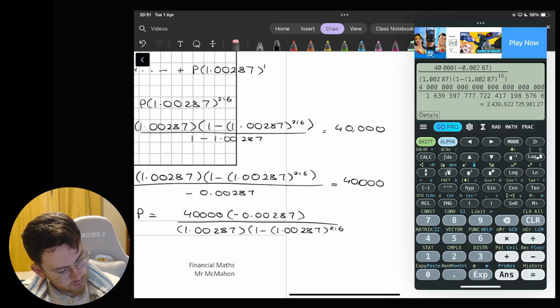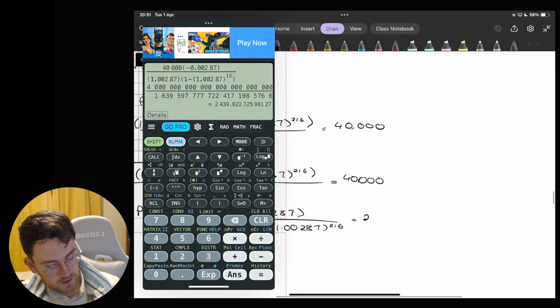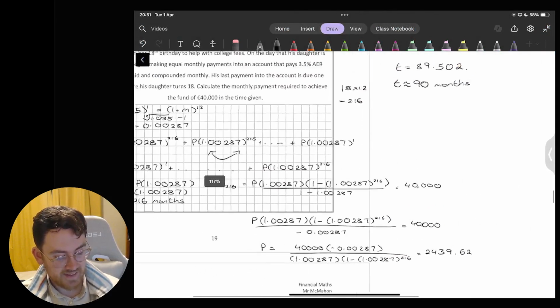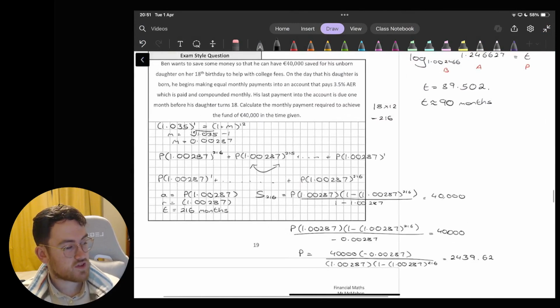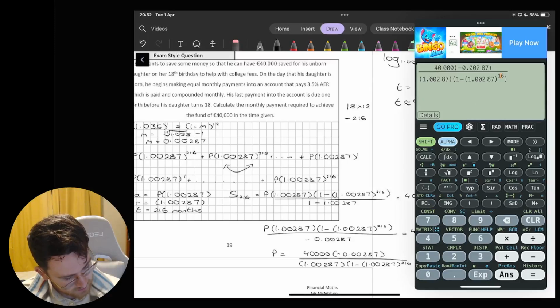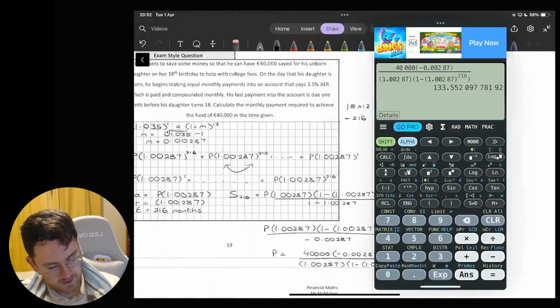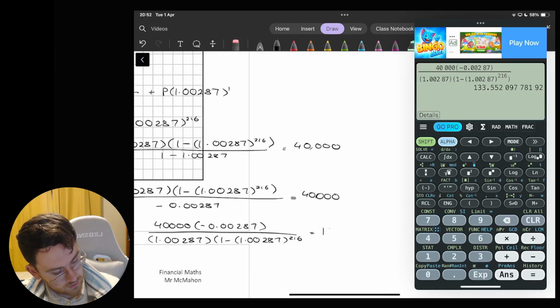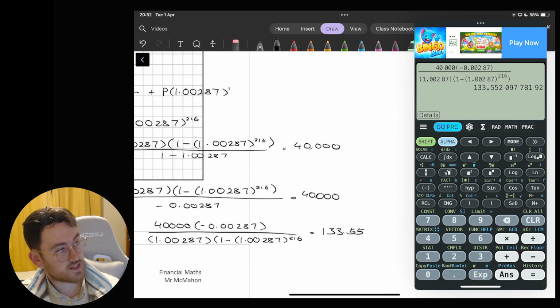I'm just going to close that overall bracket there, and that is telling me that he would need to make monthly payments of €2,439.62 to be sure that he had 40,000 in the account at the end of those 216 months. Okay, that seems like a huge payment. So I'm just double checking here that I've entered everything correctly, and I haven't. There we go. I can see a mistake here straight away. For the amount of time that he was putting it in for, I wouldn't want it to be 2,000. There we go. That seems a bit more reasonable. 133.55. That's a lot more reasonable.